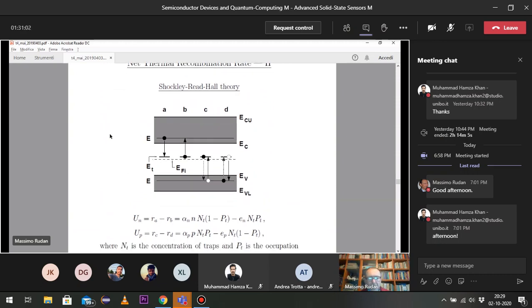Now, this figure refers to the thermal generation and recombination events. We already had some short discussion of this issue at a much earlier stage when we were discussing the form of the bands, okay? But now we are going into it in some more detail, okay?